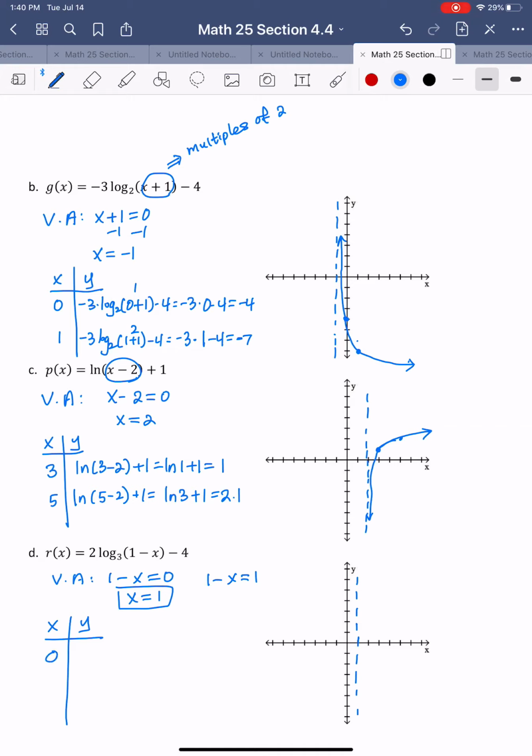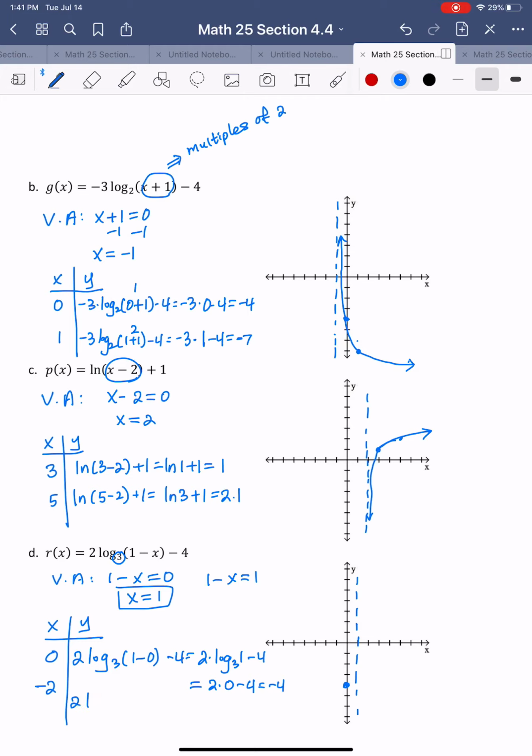And the next one is base 3, so I try to get negative 2, because 1 minus negative 2 equals 3. I try to match the multiples of the base of 3. So 2 times log base 3 of 1 minus 0, minus 4. That is 2 times log base 3 of 1, minus 4, which is 2 times 0 minus 4, which is negative 4. So 0, negative 4, 1, 2, 3, 4 right here.